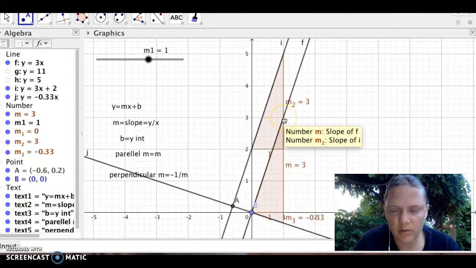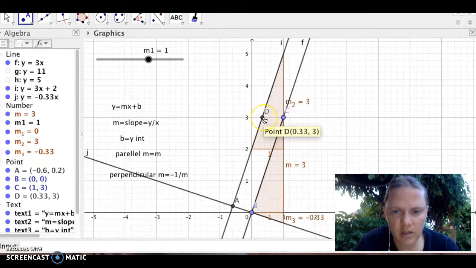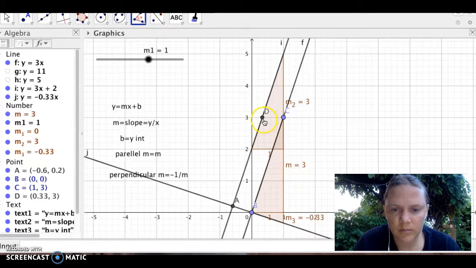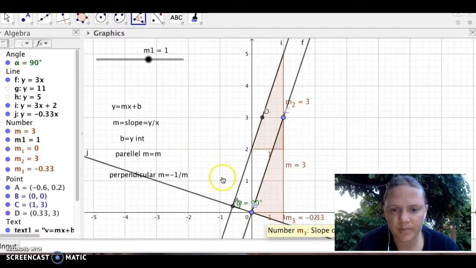Let's put a point. C is at 1, 3. That's a good point. And D is on the line, so that works. So I'm going to go B, A, D, and I have a right angle. Alright, that means this line is perpendicular to this line.